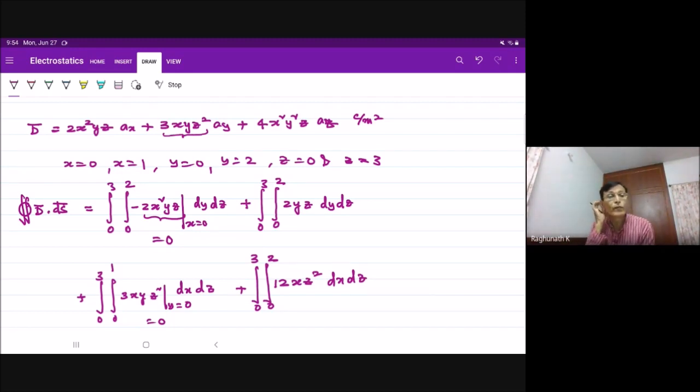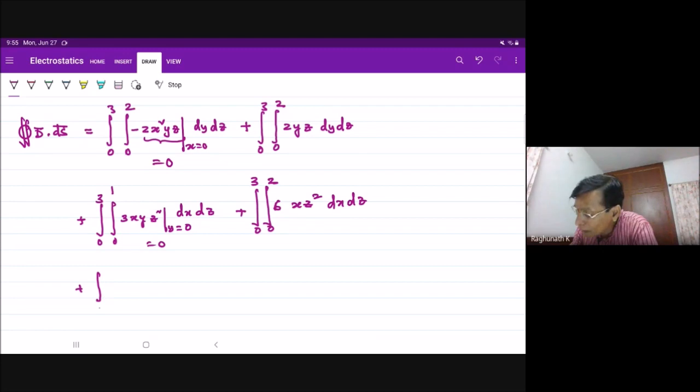Understood? 3xyz squared at y is equal to 2 is what? 6 only, right? Check it. On y is equal to 2 face. At z is equal to 0, the z component is 0. Because of which?